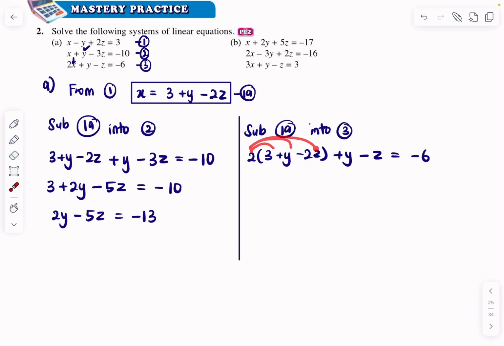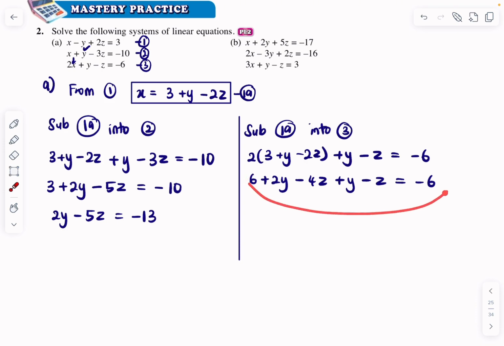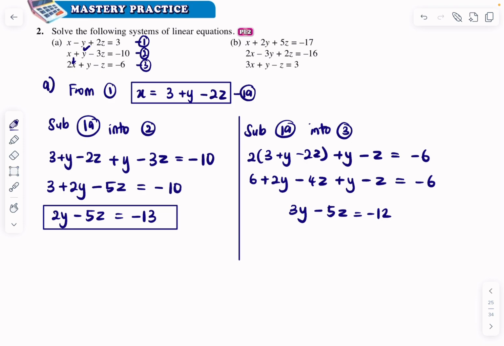This one we try to expand. So we're going to get 6 plus 2y minus 4z plus y minus z is negative 6. So 6, we bring it over here, we'll get negative 12. 2y plus y is 3y. Negative 4z minus z is negative 5z. Alright, let's call this equation 4, equation 5.